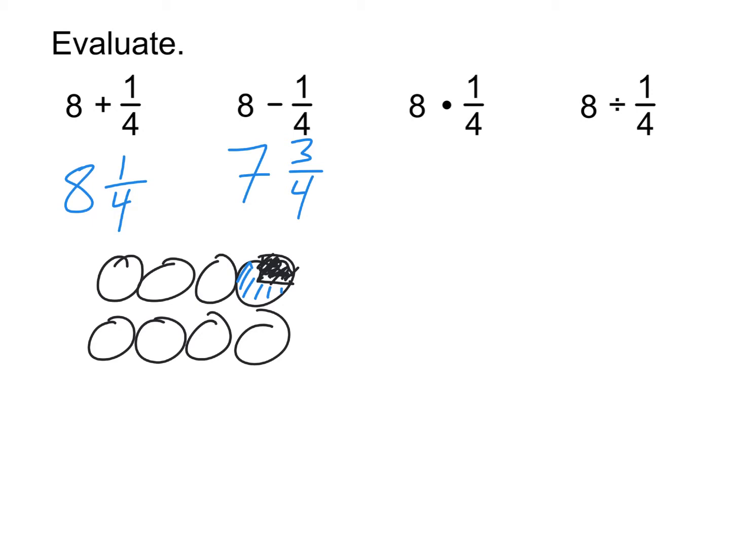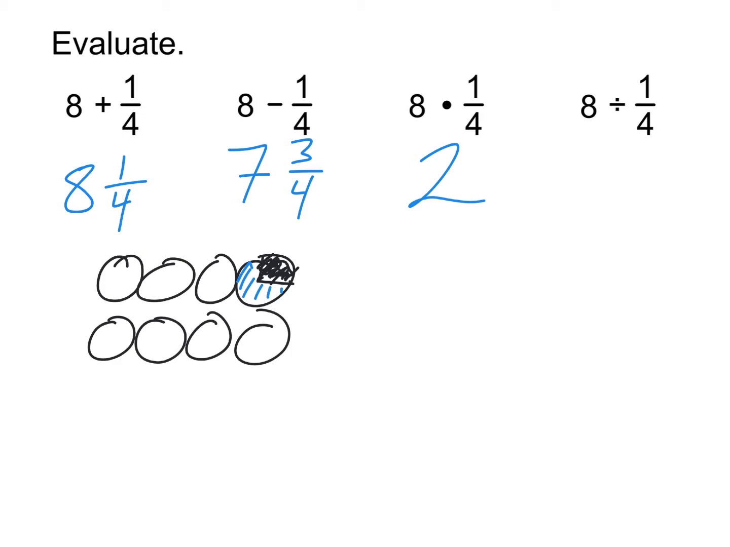All right, next up, 8 times a fourth. And again, we could do the whole process of turning the 8 into a fraction and then multiplying across the top, multiplying across the bottom. Or we can say, wait, a fourth of something is just dividing it by 4. What is 8 divided by 4? 2. That's our answer.